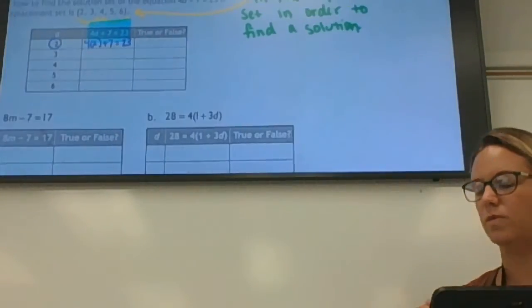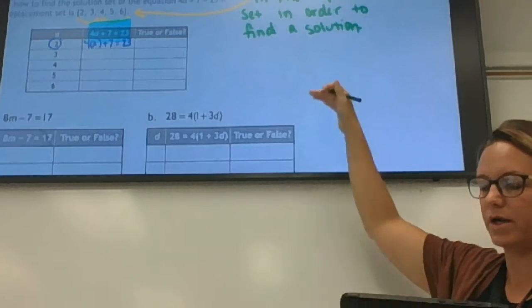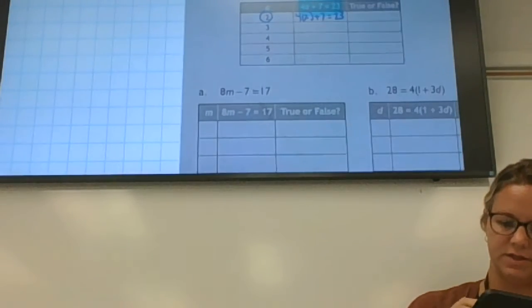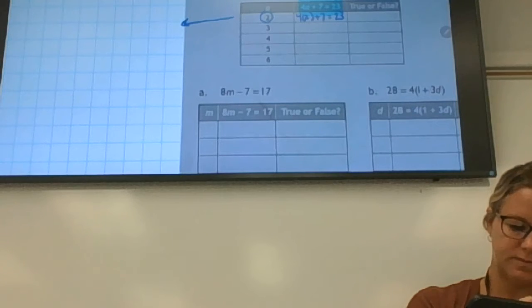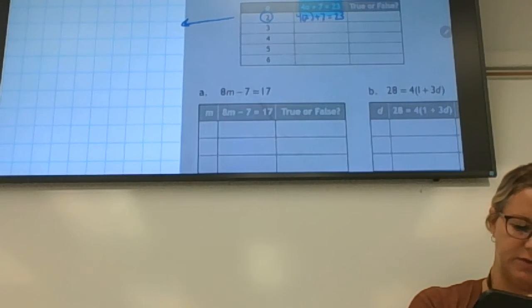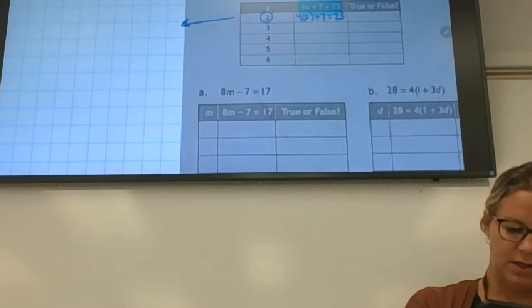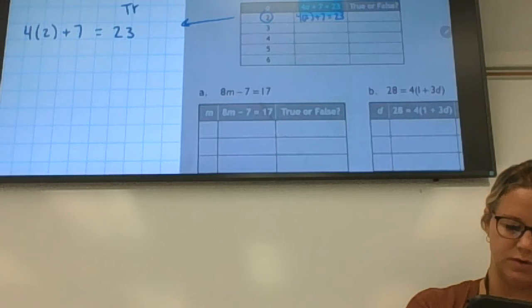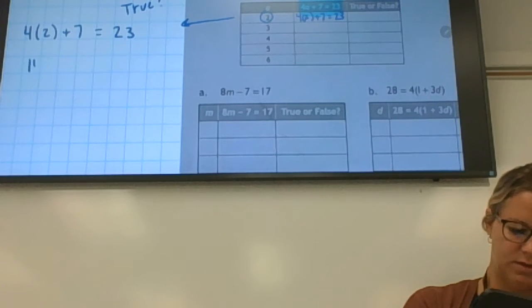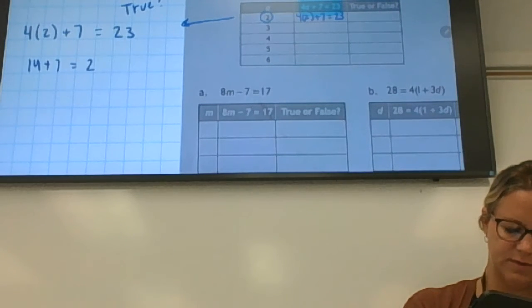We better go off to the side and do work. So you guys have a big white area here. Maybe do your work here. I'm going to go off to this side. This is my work area. You figure out where you want to do work. So is 4 times 2 plus 7 equals 23? Is this true? What's 14 plus 7?